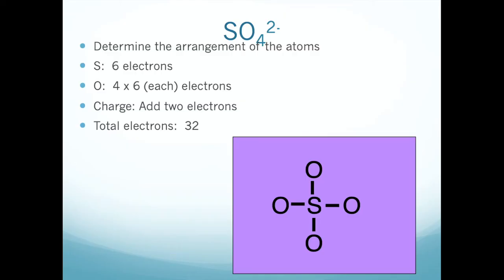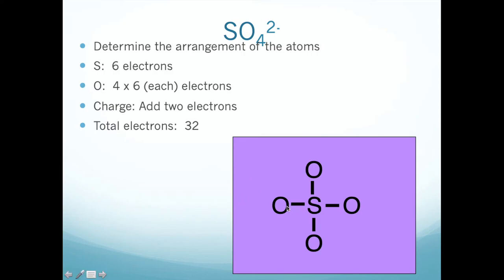Now again, the first thing you want to do is make sure that you're meeting the octet rule. That's the first rule we're going to check. Our sulfur is happy, by the way, here. It's got 2, 4, 6, 8. That sulfur's got 8 electrons around it. It's good. But what about our oxygens?